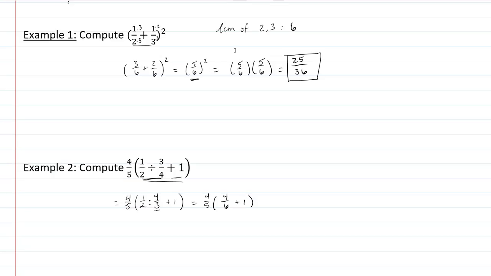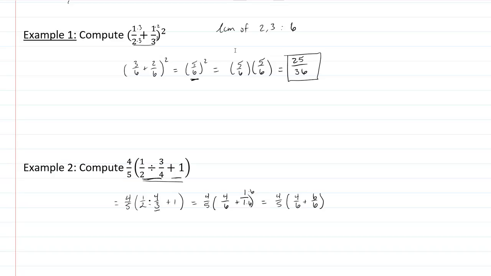So we have 4 over 6 plus 1. And now let's represent 1 as a fraction. 1 is the same as 1 over 1. And when we add fractions, we need a common denominator. We can replace 1 over 1 with 6 over 6, so that 6 is the denominator of that fraction. So 4 over 6 plus 6 over 6, by multiplying top and bottom here by 6.